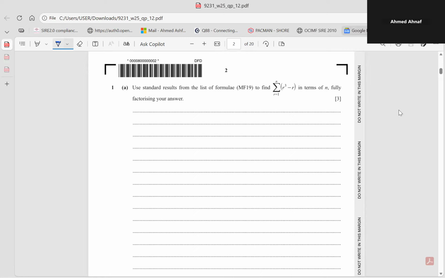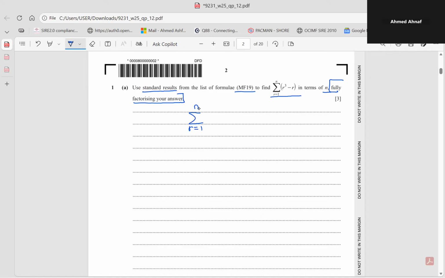Okay, so for the first question, sorry. Okay, sorry for the delay. So, for the first question, we're told to use standard results from our MF19 to find this summation in terms of n. And the last part, very important, we have to fully factorize our answer. All right, so this is a very simple classic question that you must know how to do.